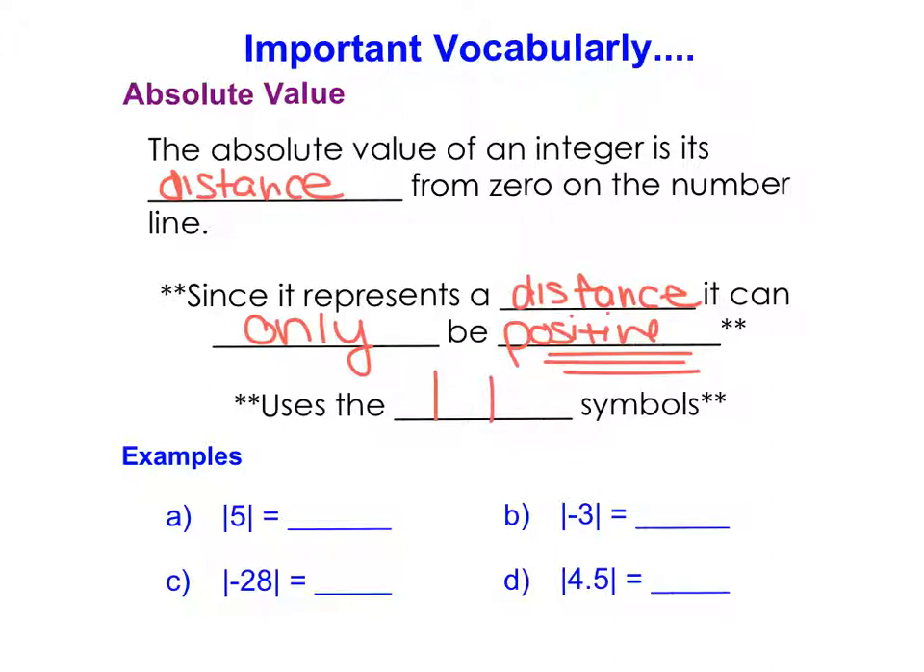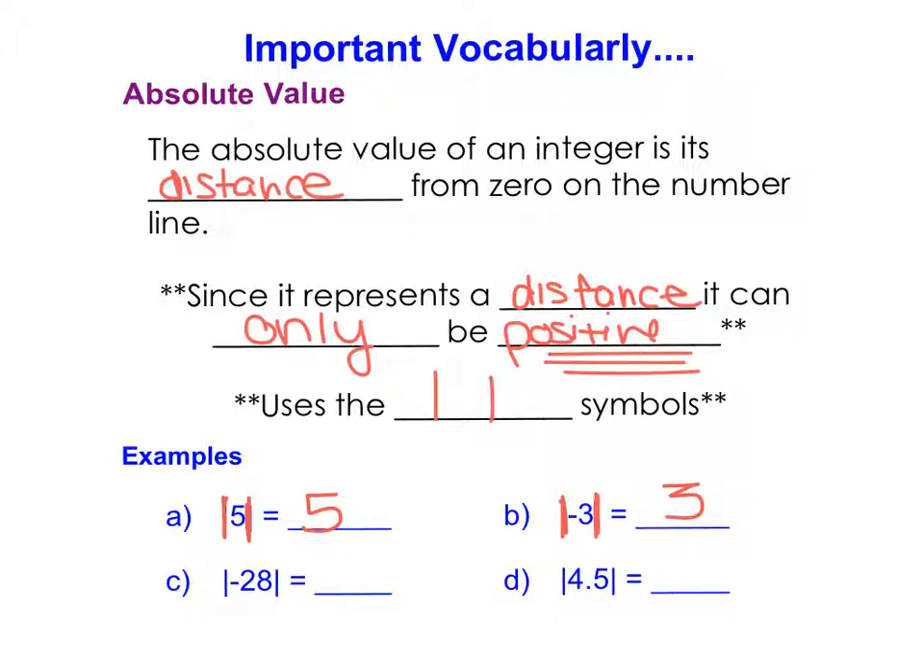So here what we're going to do in these 4 examples down below is we're going to evaluate each of these expressions that contain an absolute value. So this first one here says find the absolute value of 5. Remember, absolute value finds distance from 0. So if I think about 5, 5 is 5 units away from 0. So the absolute value of 5 is 5. If I look over at B, B is asking you to find the absolute value of negative 3. So we're trying to find how far away from 0 negative 3 is. And negative 3 is 3 units away from 0. So the absolute value of negative 3 is 3.